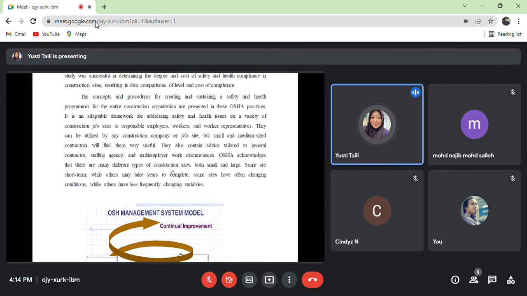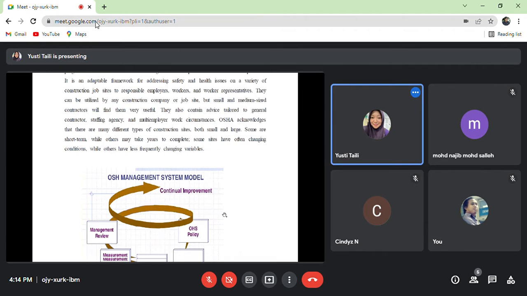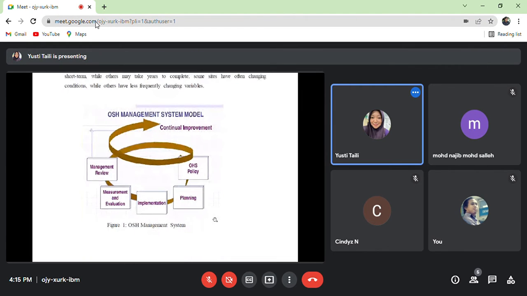OSHA acknowledged that there are many types of construction sites, both small and large. Some are short-term, while others may take years to complete. Some sites have often changing conditions, while others have less frequently changing variables. This is the OSH management system model.